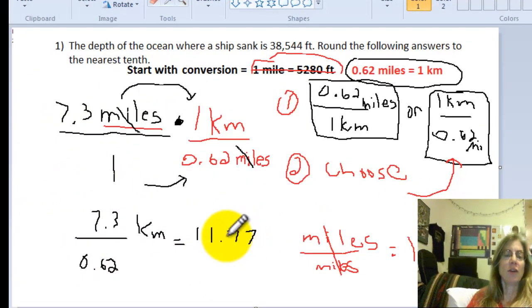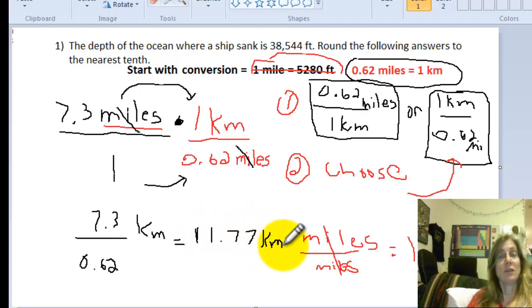kilometers. Now the good news about going metric to metric, when we go to meters, oh my gosh, that is a nice easy shortcut to do that. But let me stop the video here and I'll do a second one for going from kilometers to meters.